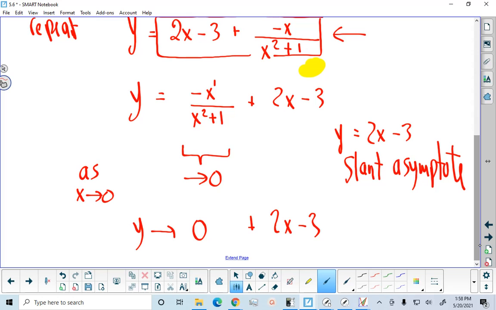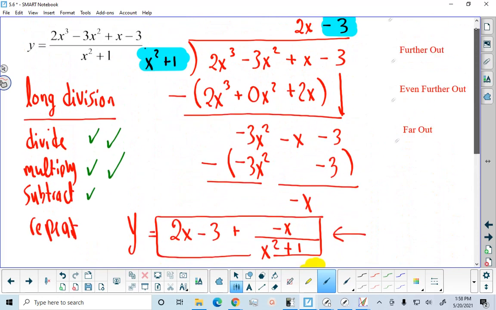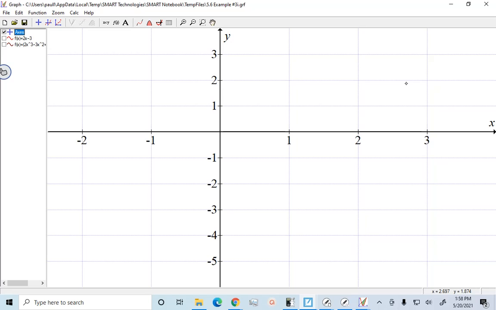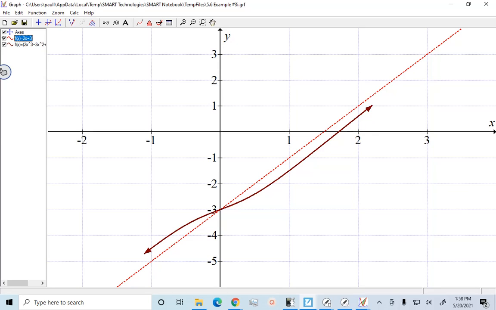Let's take a peek at the graph. This is the graph. It looks like somebody had too many drinks and then tried to draw a straight line. There's a kind of a stagger to it. But it is actually approaching. This is the line y equals 2x minus 3. It is actually approaching that.